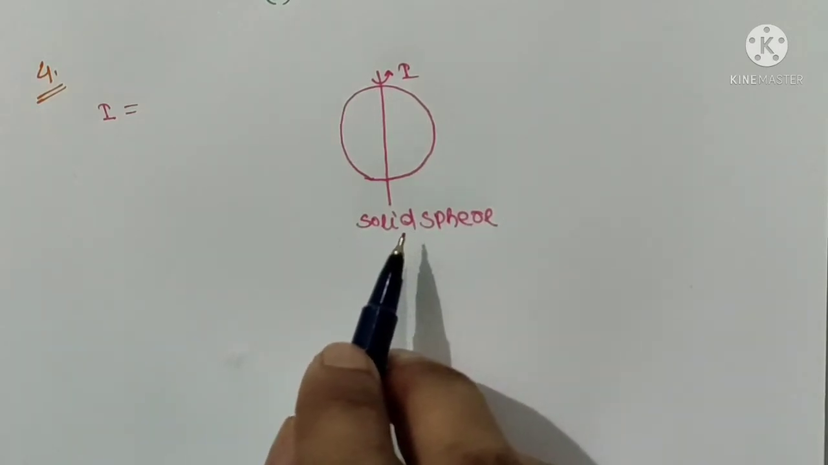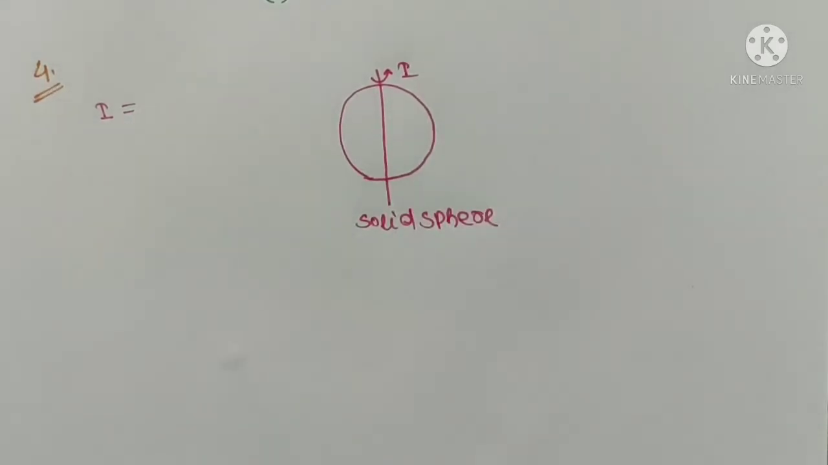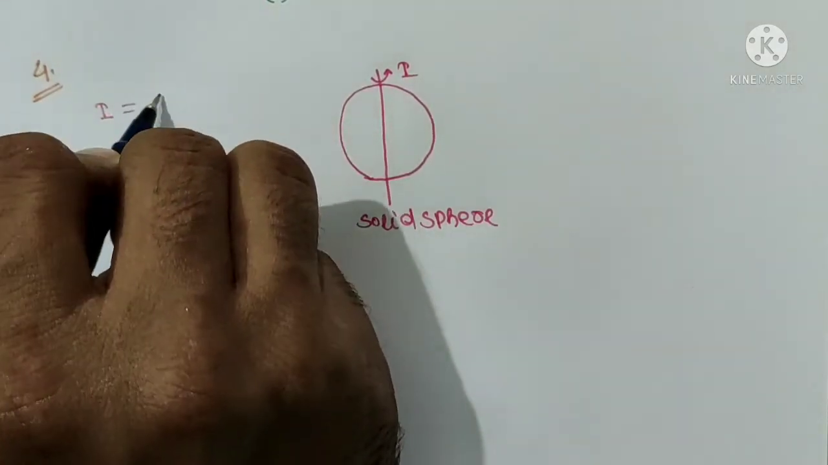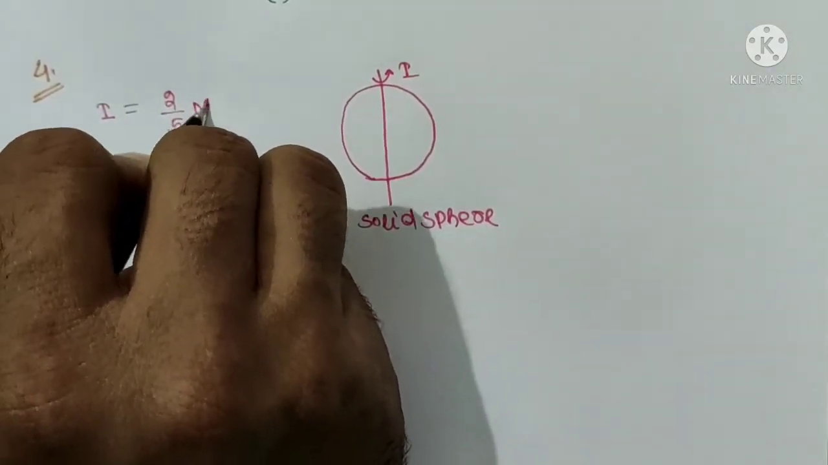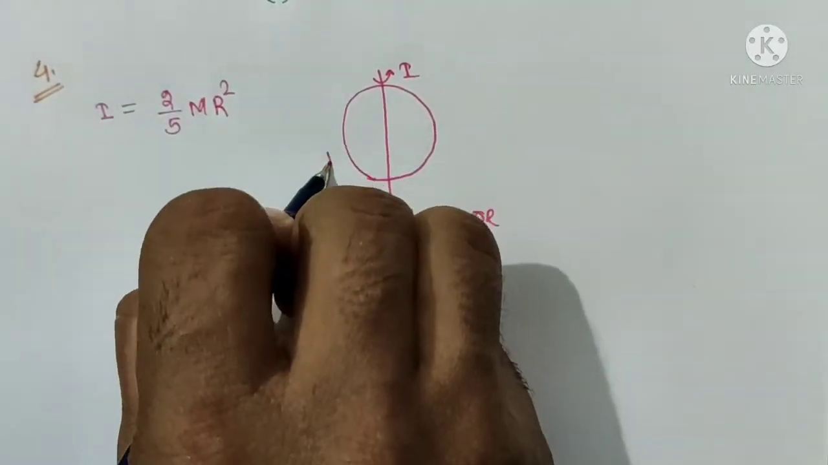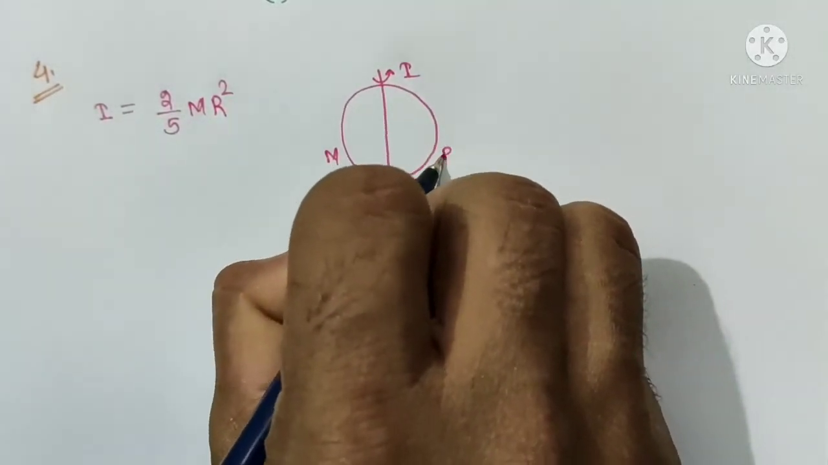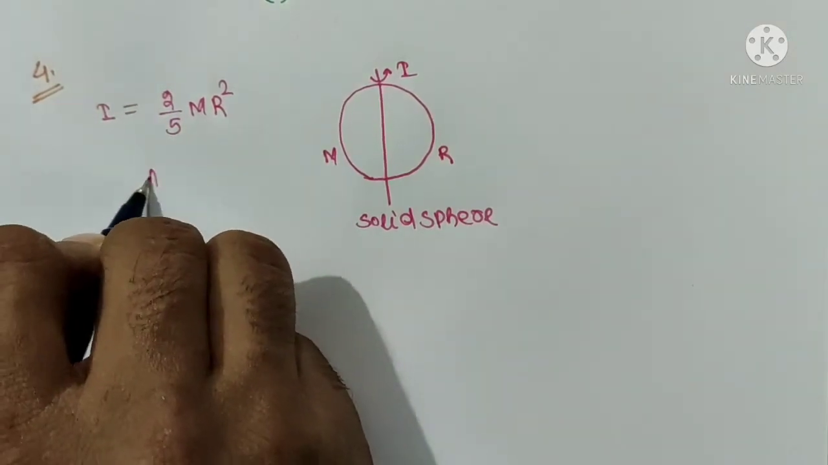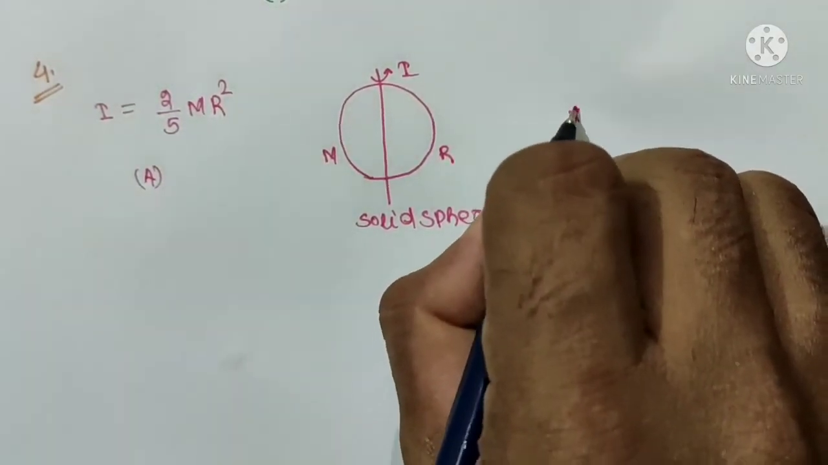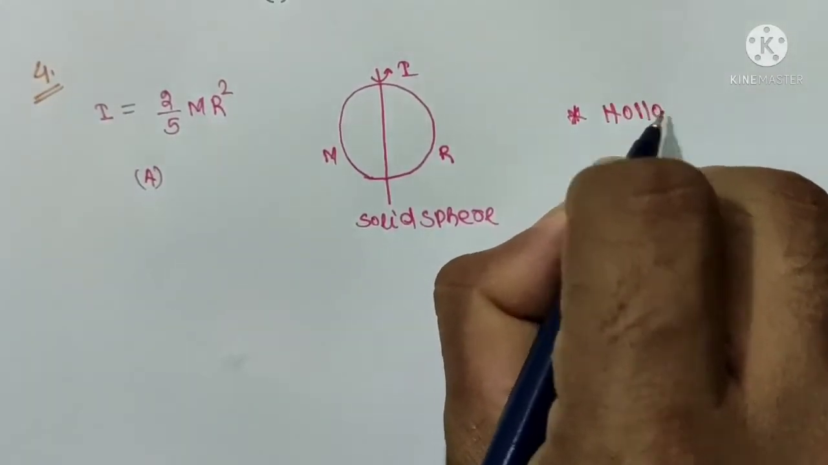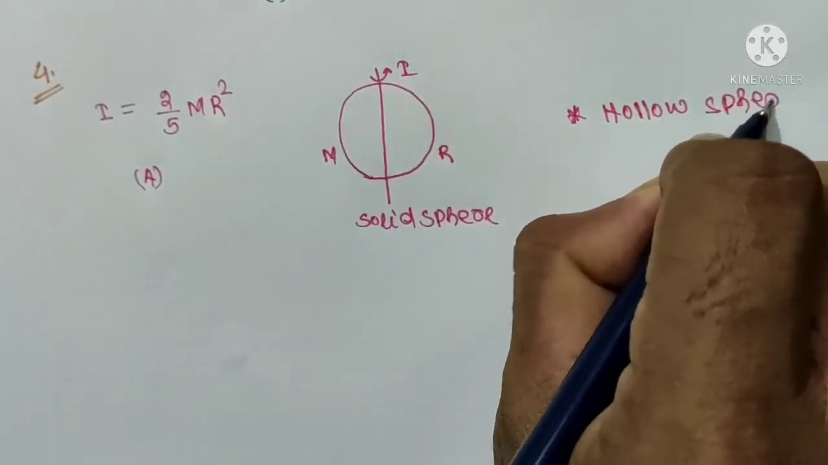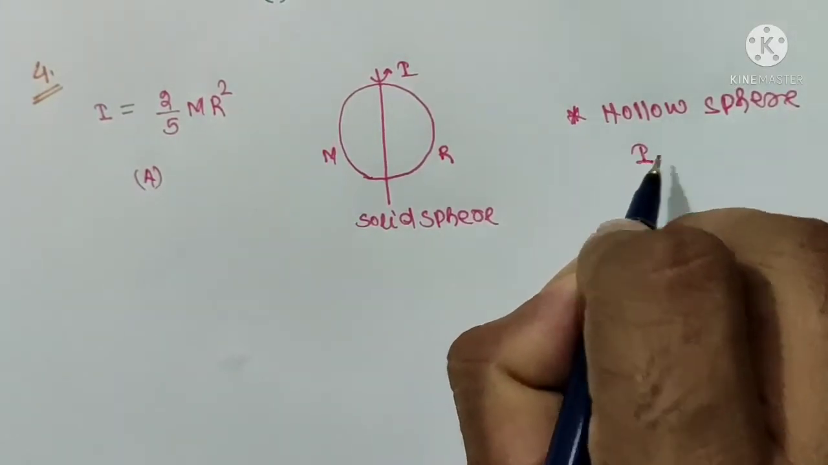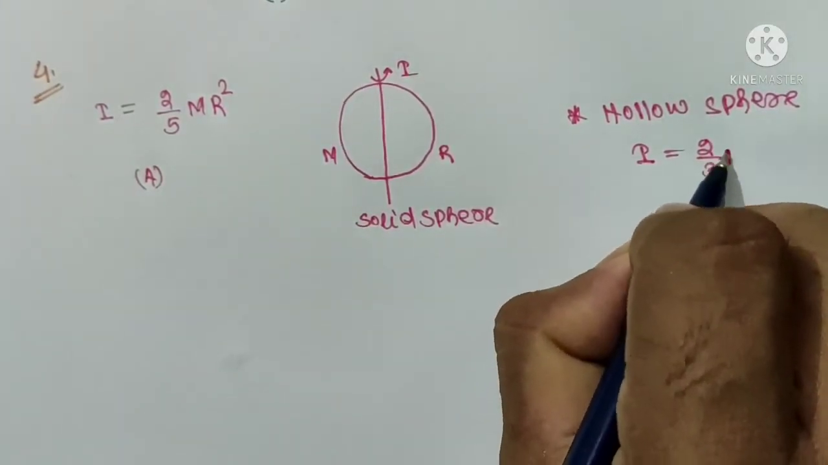And we know the moment of inertia of a solid sphere about one of its diameter is given by 2/5 mr², where m is the mass of the sphere and r is the radius of the sphere. So your correct option is option A. तो ऐसे याद रख लेना कि for hollow sphere the moment of inertia about one of its diameter is equals to 2/3 mr².